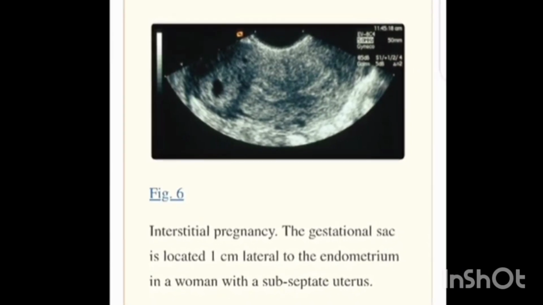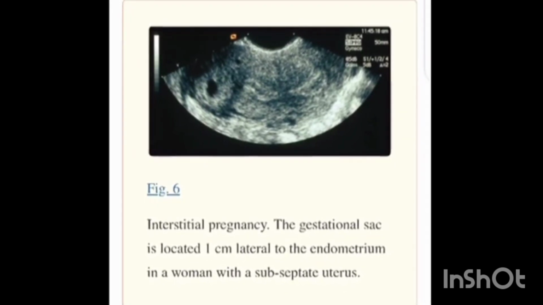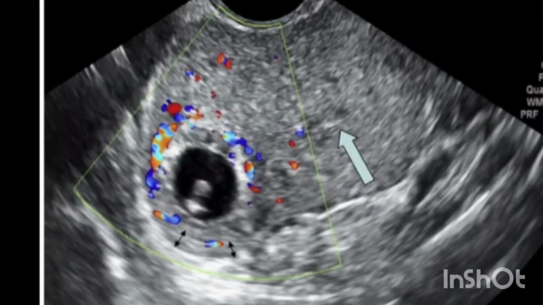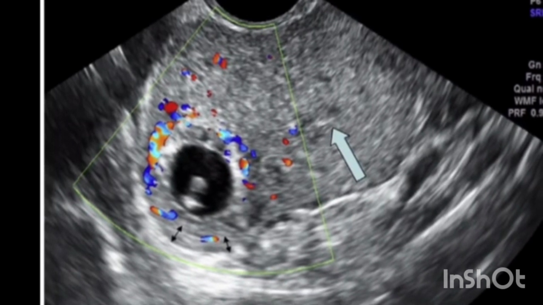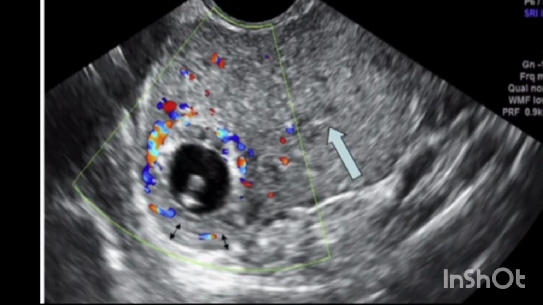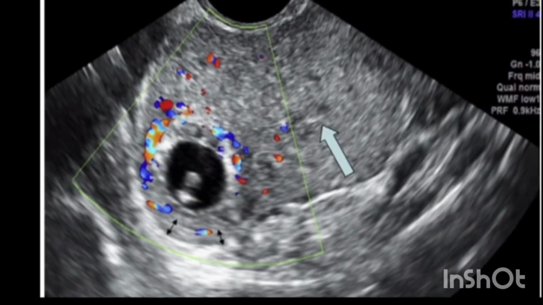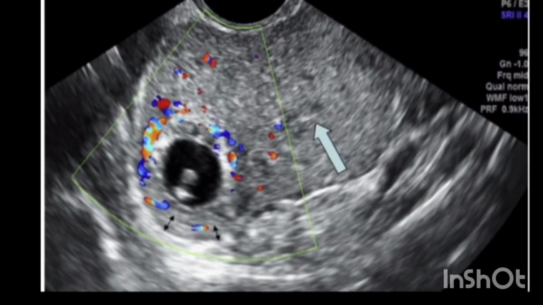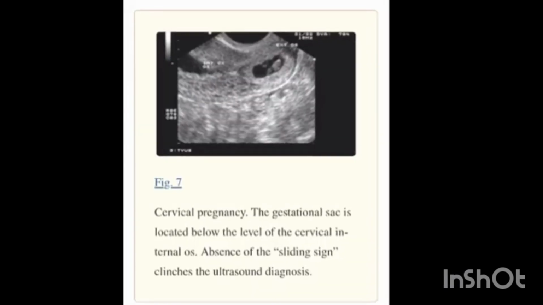Traditionally, these tended to rupture at between 8–16 weeks because of the greater distensibility of the myometrium compared to the fallopian tube. These pregnancies are highly vascular with blood supply from both the ovarian and uterine vessels, and when rupture occurs, hemorrhage is profuse. Interstitial pregnancy: the gestational sac is located 1 cm lateral to the endometrium in a woman with a subseptate uterus.